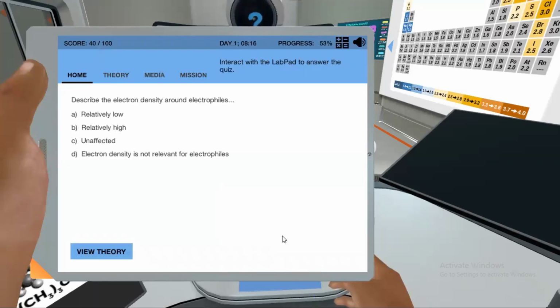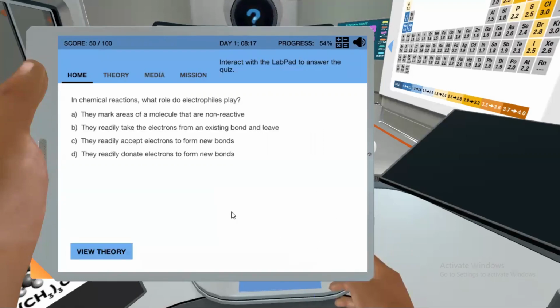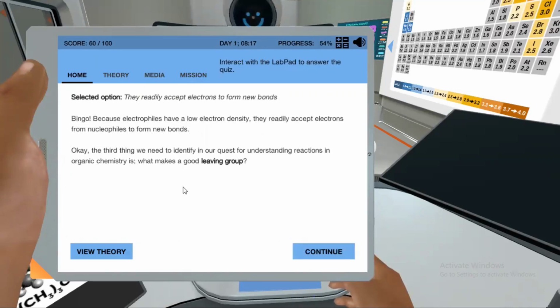Describe the electron density around electrophiles. Exactly. Electrophiles are areas in a molecule that have a relatively low electron density. In chemical reactions, what role do electrophiles play? Bingo! Because electrophiles have a low electron density, they readily accept electrons from nucleophiles to form new bonds.